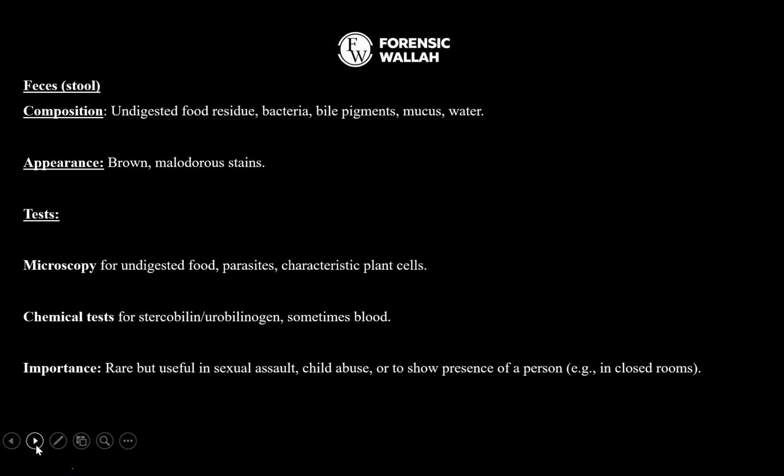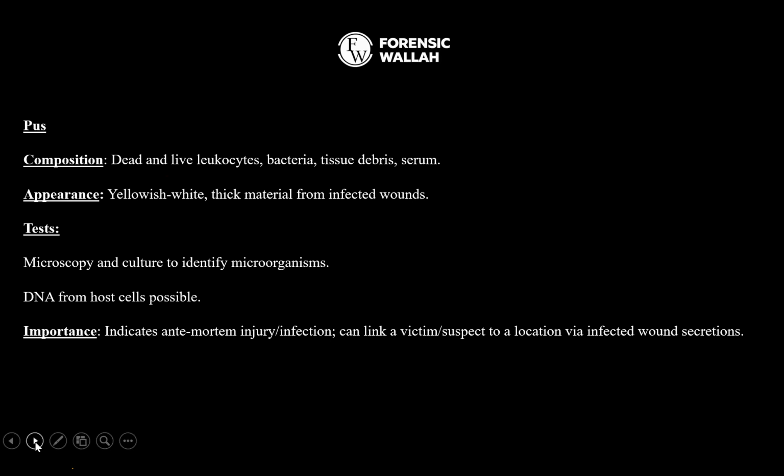So these are certain cases where the fecal matter helps us analyze what the person had eaten last. Any unique characteristic plants present in the fecal matter can be observed through the microscopy test. Chemical tests for stercobilin or urobilinogen can be done, and sometimes even blood can be found in the fecal matter. It is rare to find fecal matter, but in sexual assault cases and child abuse cases, or to show the presence of a person, it will be useful for us.